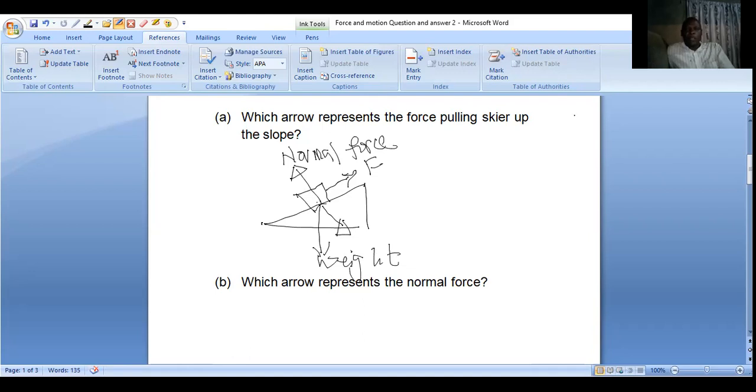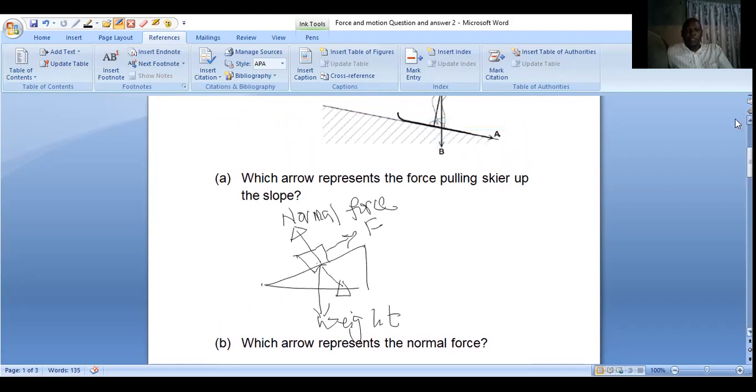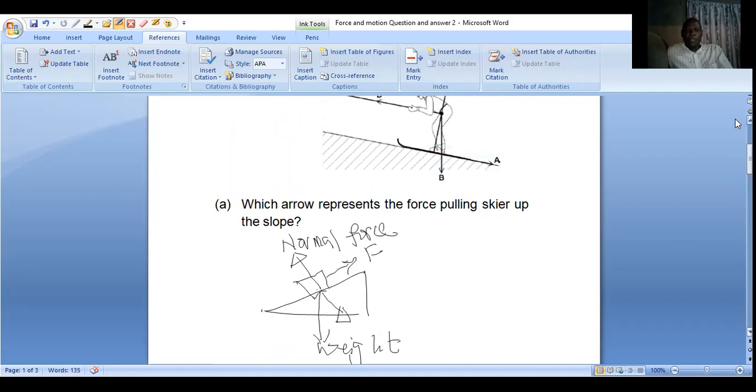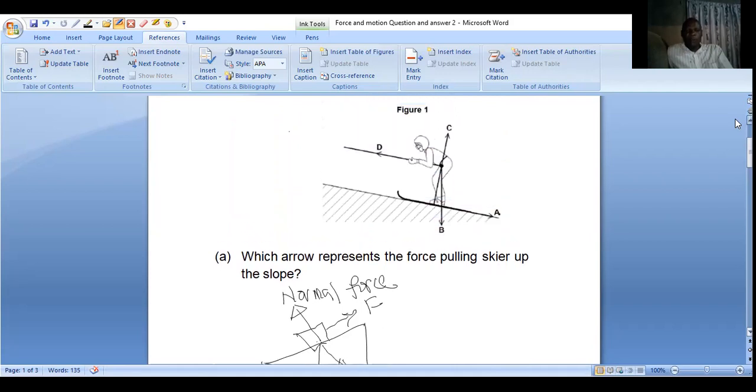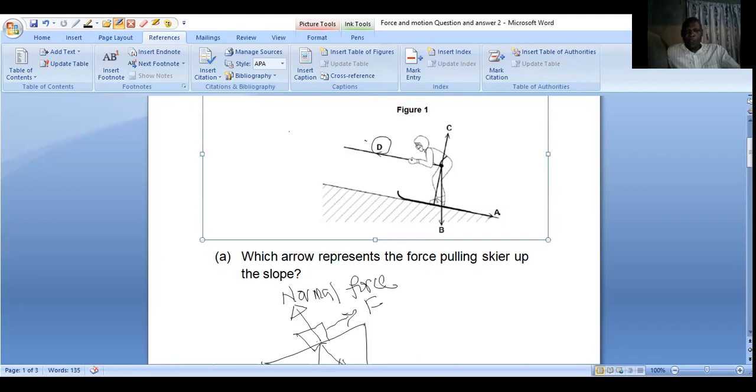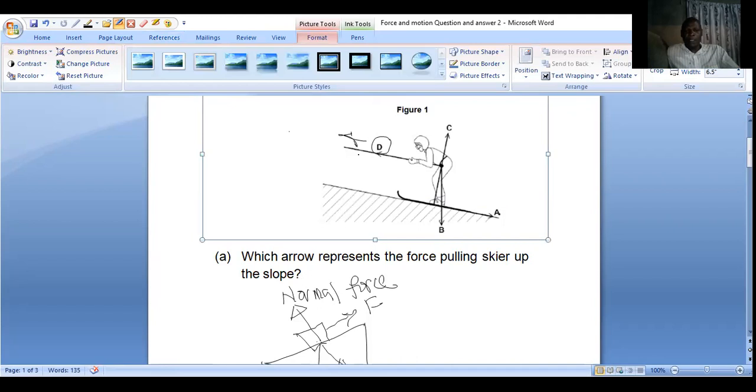And so looking at this question, you notice that which arrow represents the force pulling the skier upward. D here is the force which is pulling the skier upwards, because it's going up just like this force here.